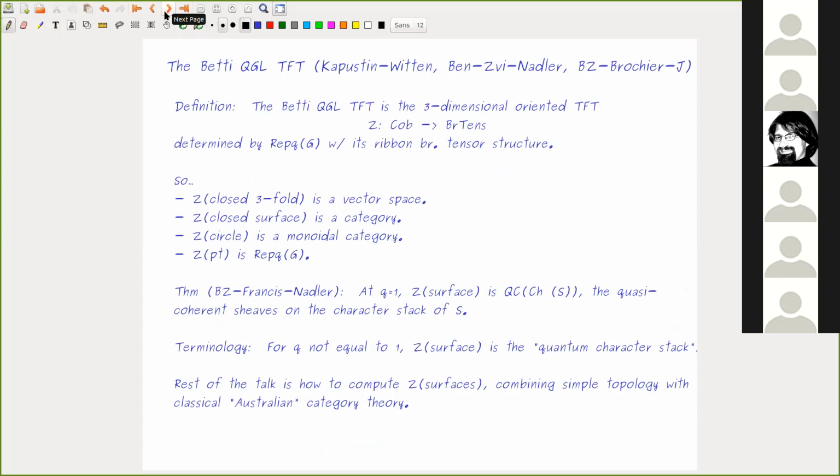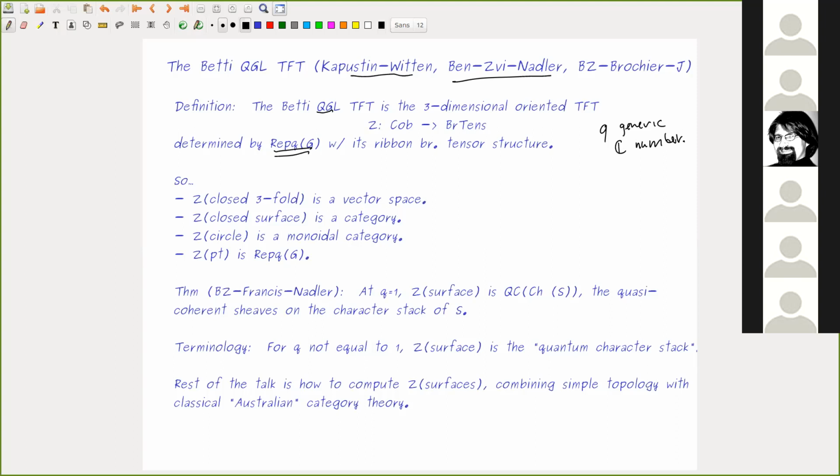Okay, and so following the suggestion of Kapustin-Witten and a reformulation due to Ben-Zvi and Nadler, the Betti quantum geometric Langlands TFT is the name for this 3-dimensional oriented TFT that you get by fixing Rep_q G, and here q is going to be a generic complex number. Okay.